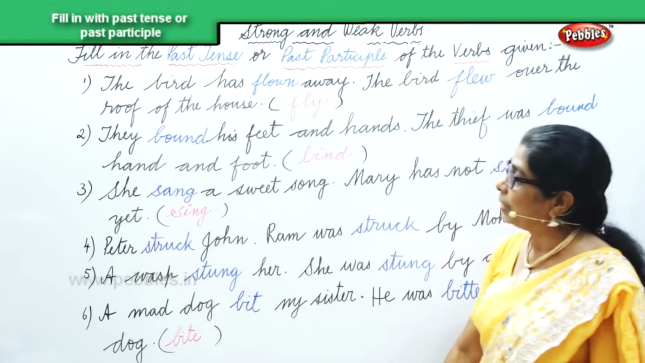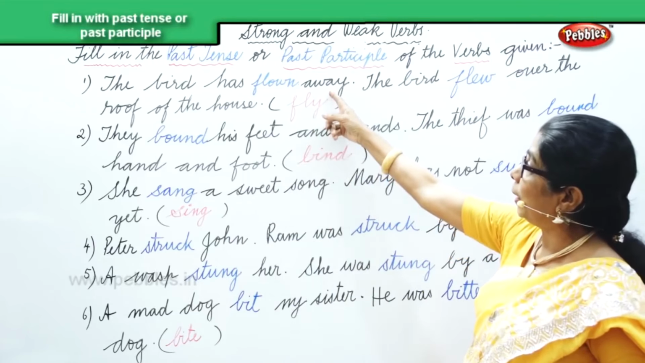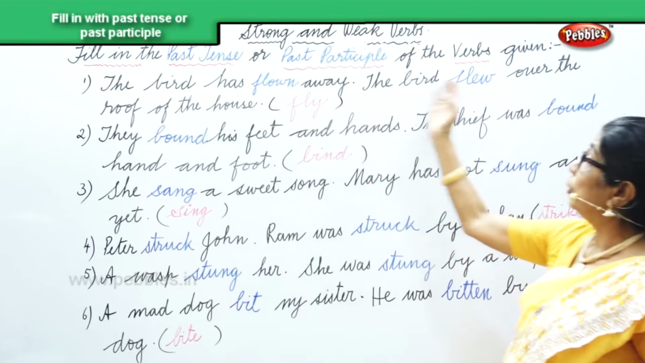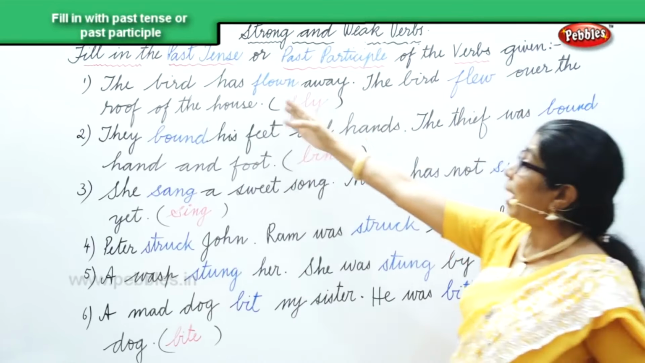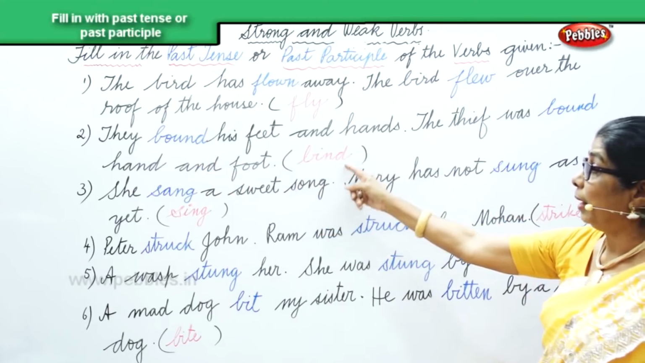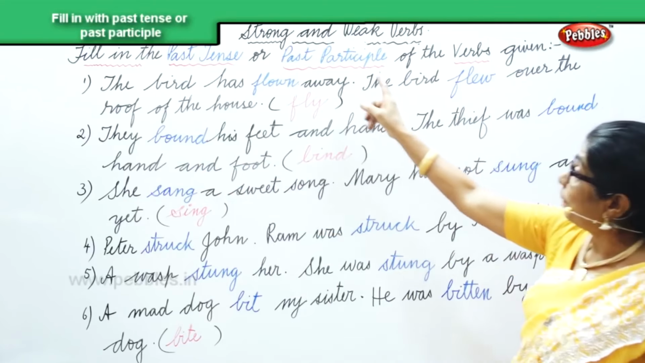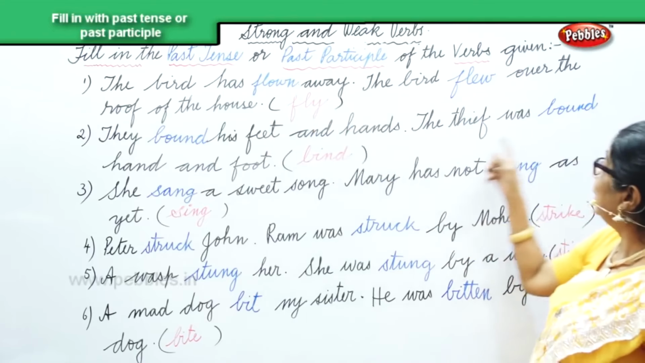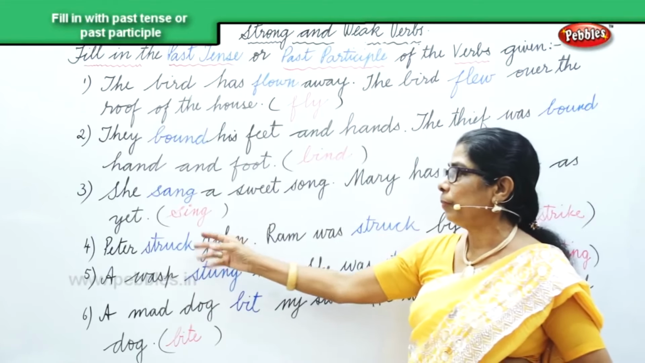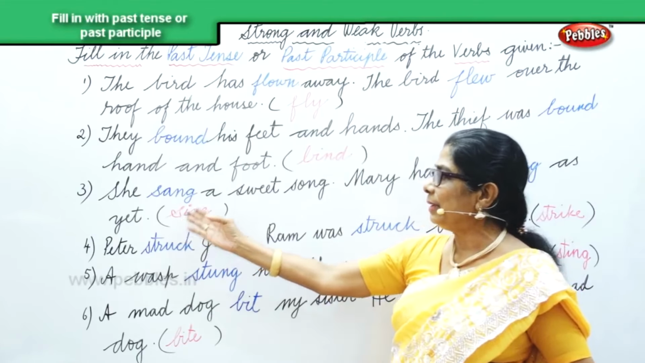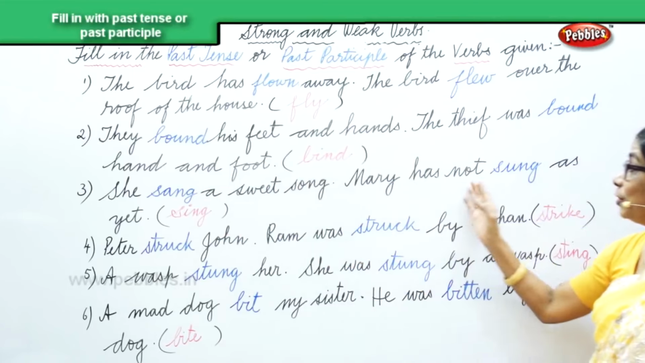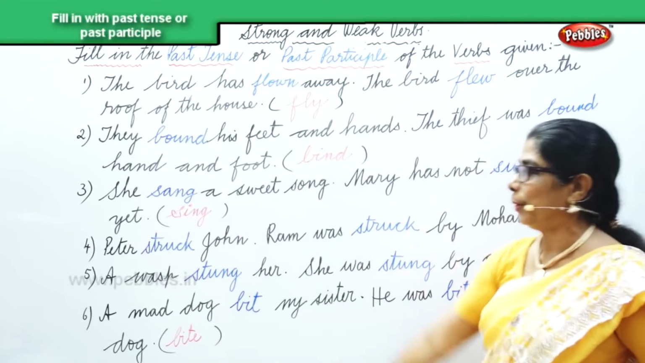Let's look at all the sentences we have done. The bird has flown away. The bird flew over the roof of the house. Flew is past, has flown is past participle. They bound his feet and hands. Bind, bound, bound. The thief was bound hand and foot. Sing, sang, sung. She sang a sweet song, that is the past tense. Mary has not yet sung, that's the past participle.